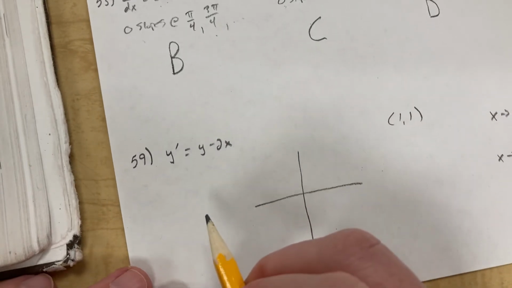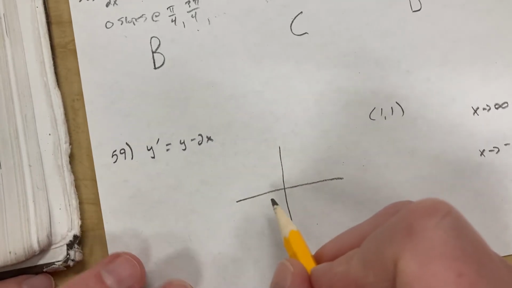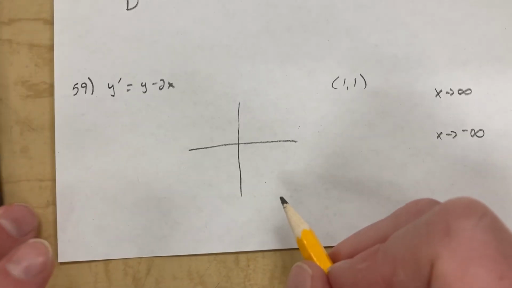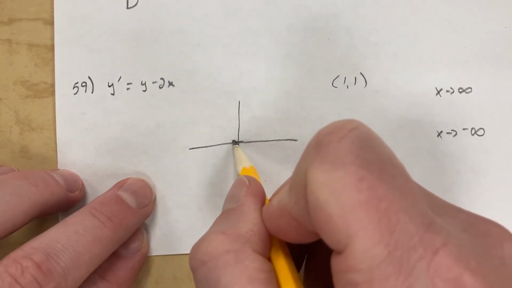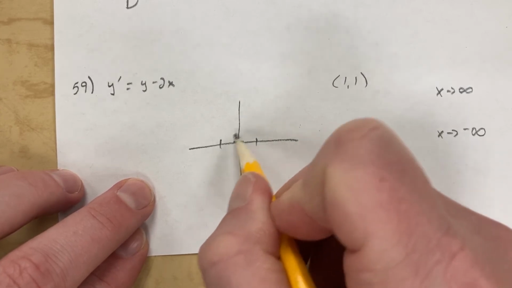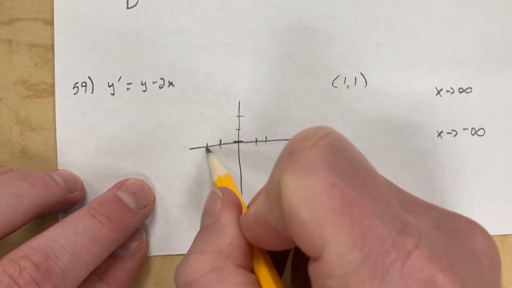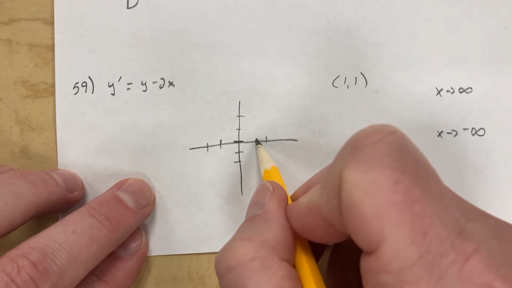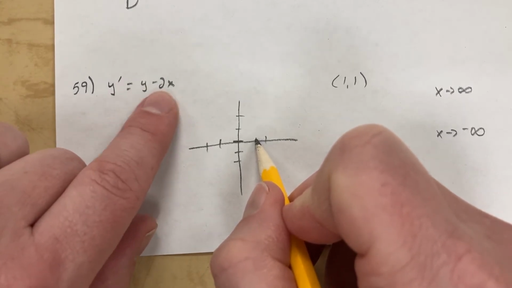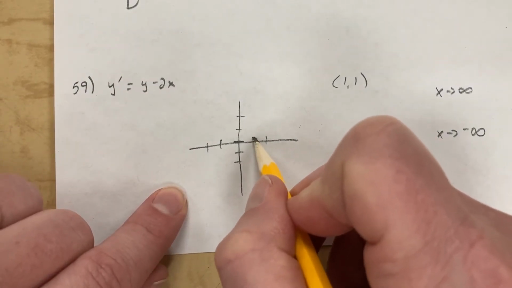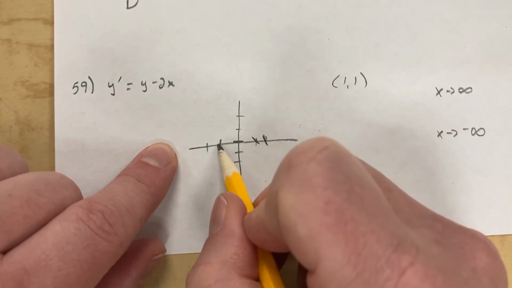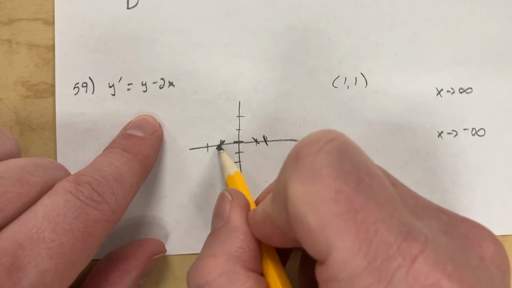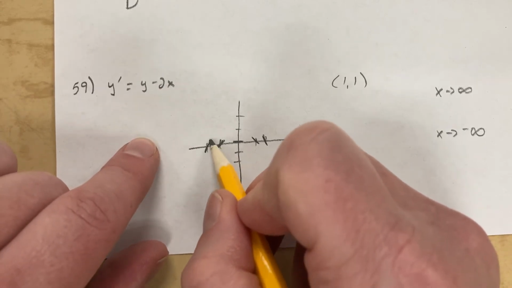All right, 59 wants us to sketch a slope field for this here. So if I'm looking at 0, 0, if I put 0, 0 in, I'm going to get a slope of 0 for that. We're just going to go ahead and do from, say, 2 to negative 2. So at 1, 0, if I put 1, 0 in, I should get negative 2. If I put 2, 0 in, I should get negative 4. If I put negative 1, 0, I should get positive 2. Negative 2, 0 should be positive 4.